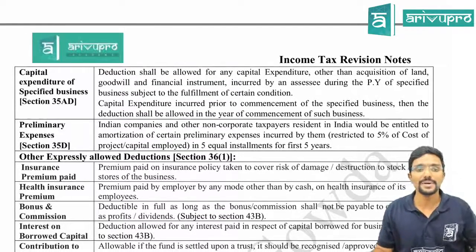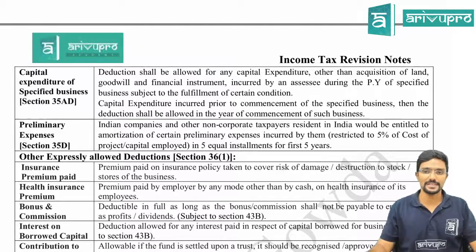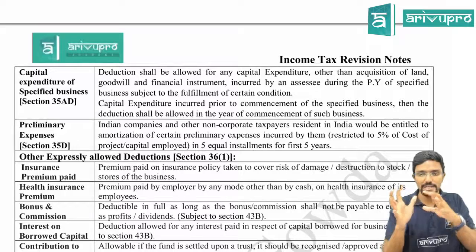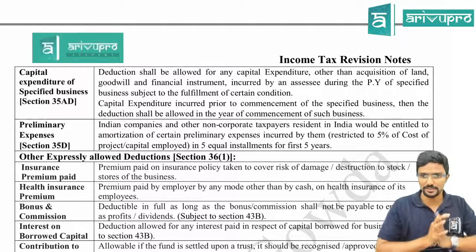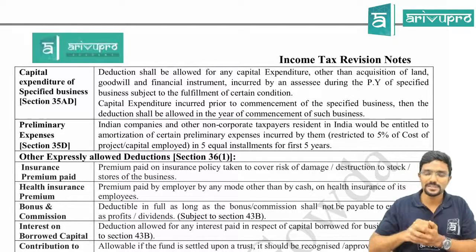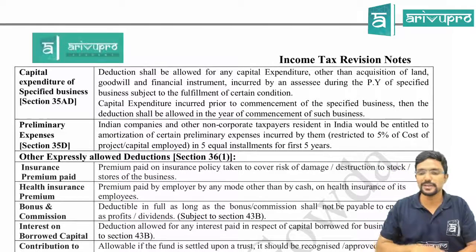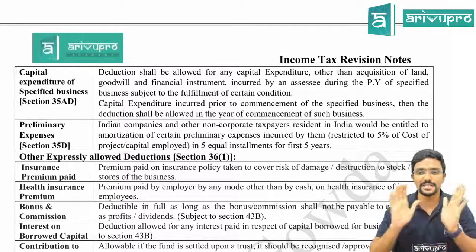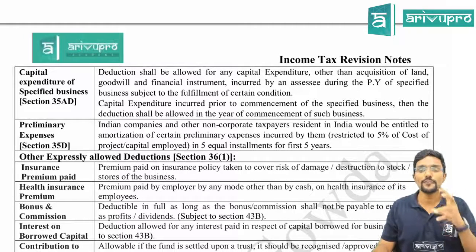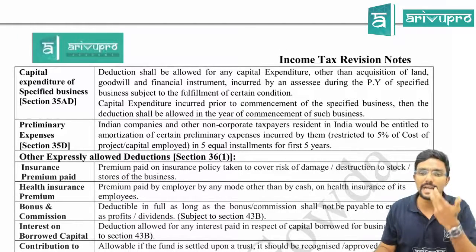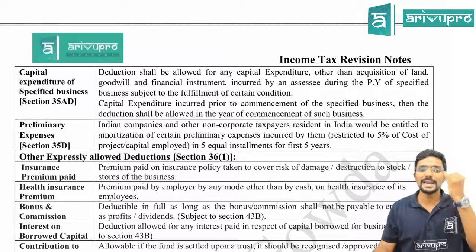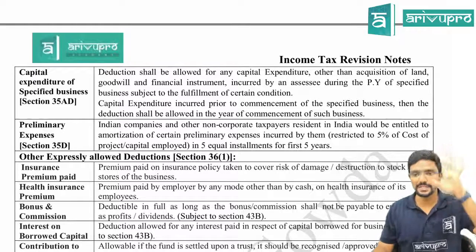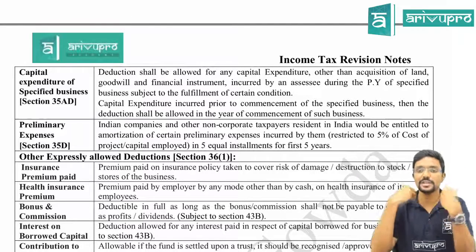Next, capital expenditure with respect to specified business. If I am doing any business, if it is a specified business, then I should treat it as a separate business. So what is specified business? They are given some list, 8 to 10 businesses. If you are doing any of that business, then you are engaged in that specified business. For specified business, if you incur any capital expenditure other than land, goodwill and financial instrument, you can claim 100% deduction in the year in which you have incurred it.